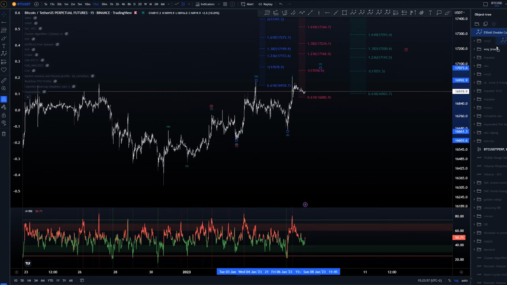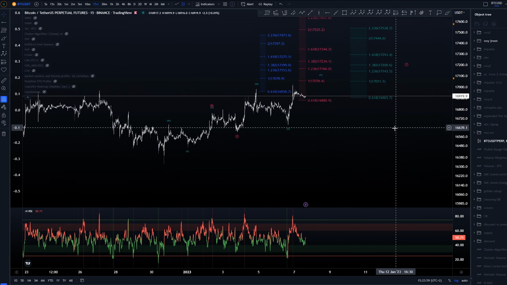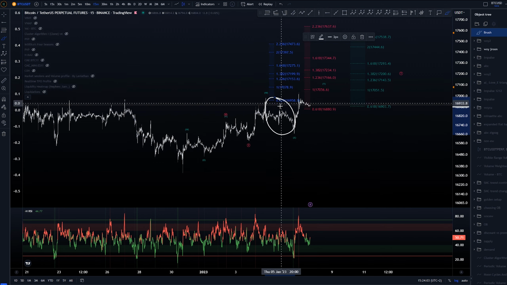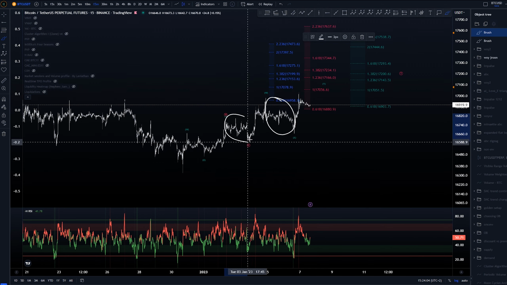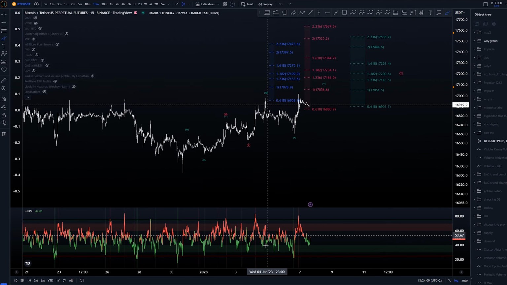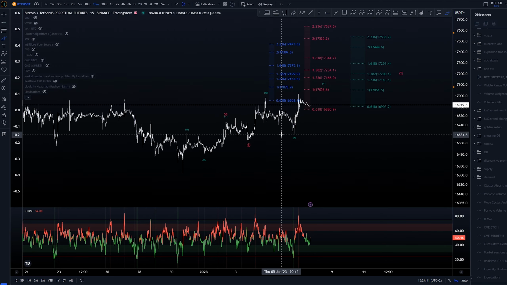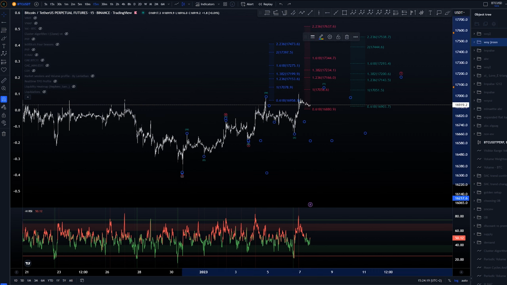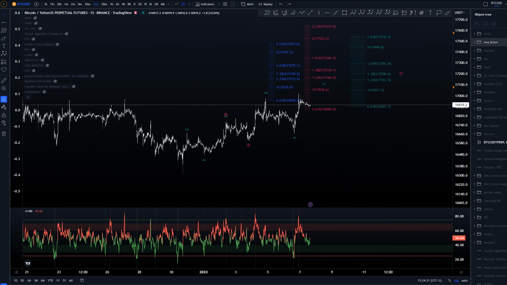The issue, however, with labeling this is the structure inside here. This is larger than the higher degree structure in here, so larger than the wave X. That makes this count less likely. Also, the RSI is not really fitting into this idea either. So I'm going to put this on the back burner for now and reduce the probabilities of this quite a bit. It's going to be the least likely scenario for me at this point.